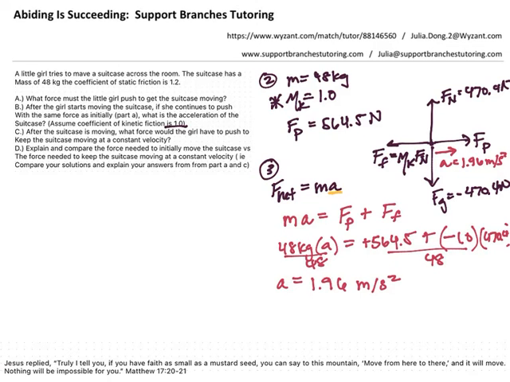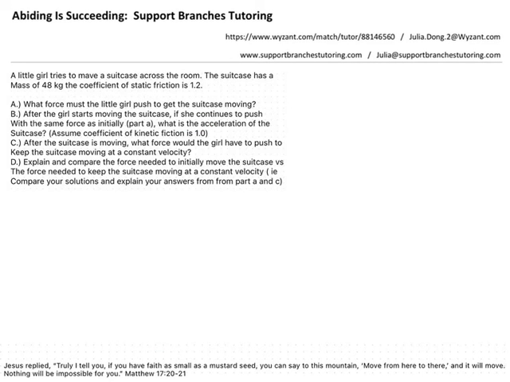It says, what is the acceleration? The acceleration is 1.96. So for part C, let me switch over to the next part C here. It says, after the suitcase is moving, what force would the girl have to push to keep the suitcase moving at a constant velocity? So we have the same scenario. Again, nothing's really changed in terms of our diagram.